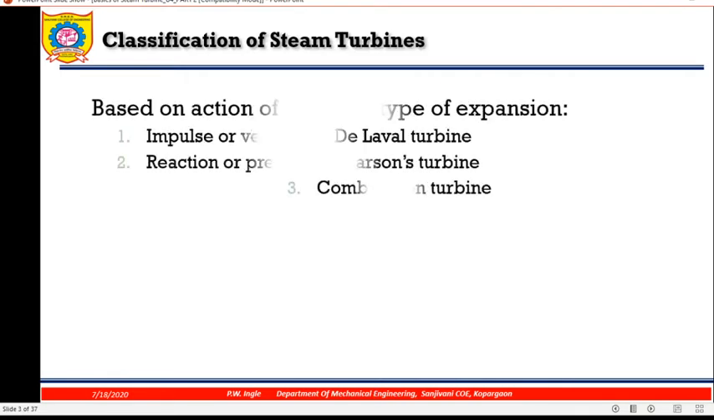Now, how to classify steam turbine? First of all, based on the action of steam or type of expansion, it can be classified as an impulse or De Laval turbine, reaction or Parsons turbine, or combination turbine. I told you in impulse turbine, all the pressure energy is converted into kinetic energy in the nozzle itself, and pressure remains constant in the rotor. In reaction turbine, the pressure reduces continuously in the fixed blade as well as the moving blade. So there will be a difference of pressure with respect to the rotor. That's why it is also known as reaction or pressure or Parsons turbine.